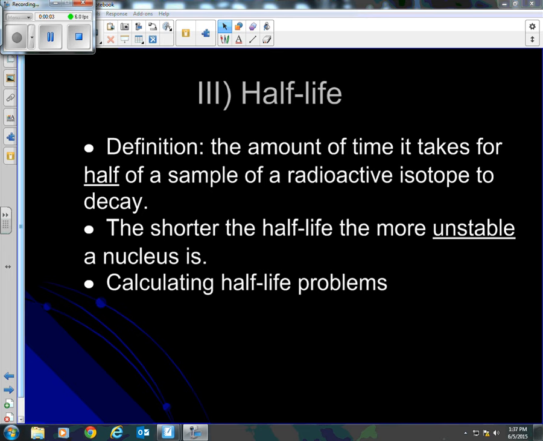Okay, friends, welcome back to nuclear chemistry. Today, we're going to be focusing on the concept of half-life. And what half-life is, if you look at the definition, is the amount of time it takes for half of a sample of a radioactive isotope to decay.